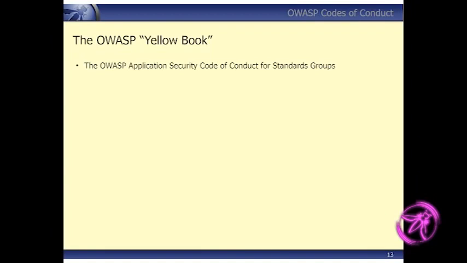The yellow book is aimed at standards groups, so this would be people potentially like British Standards, ENISA, IETF, ITU, ISO, NIST, etc. And our wish here is that every technical standard that involves software should actually take time to consider whether there are any possible application security risks in the material that the standard's talking about, and if so, address that in the standard.